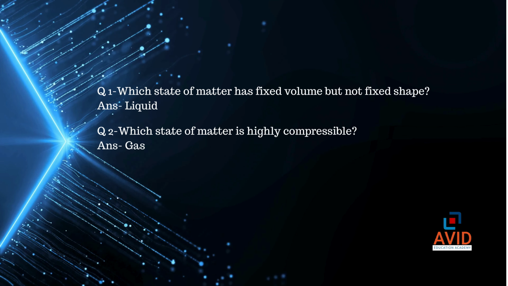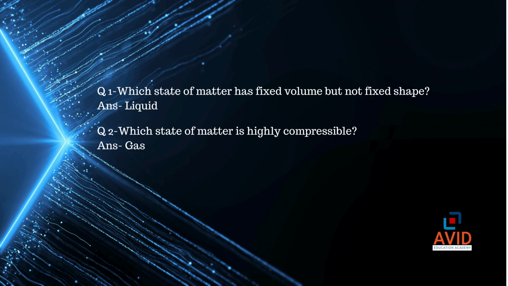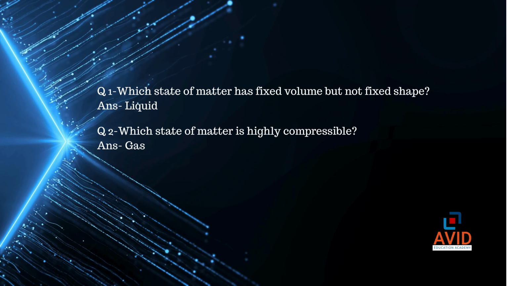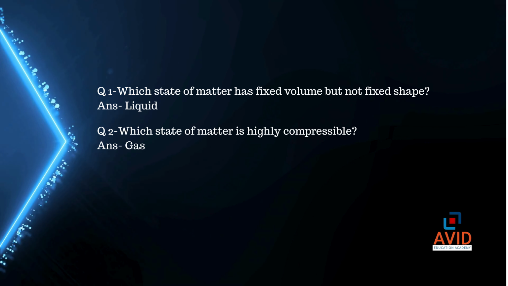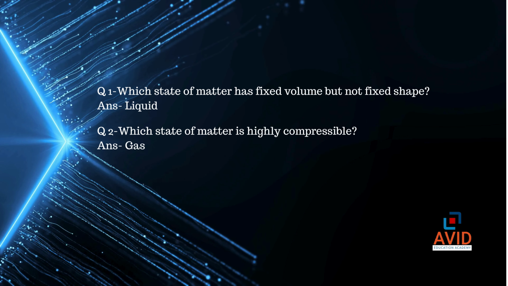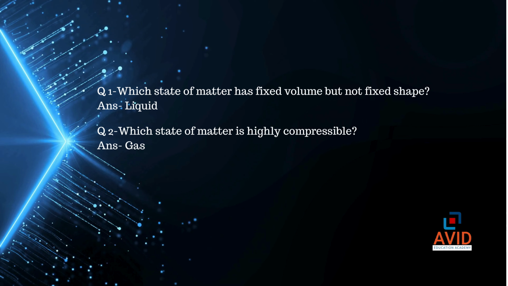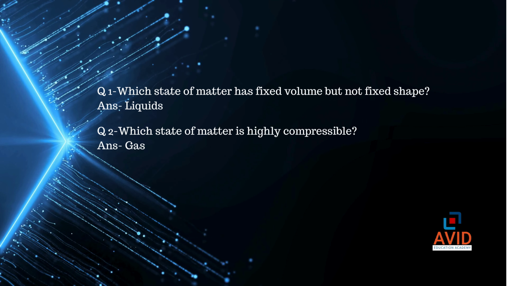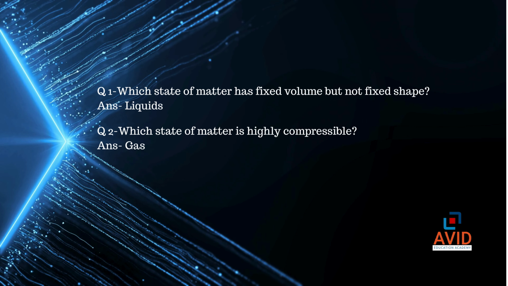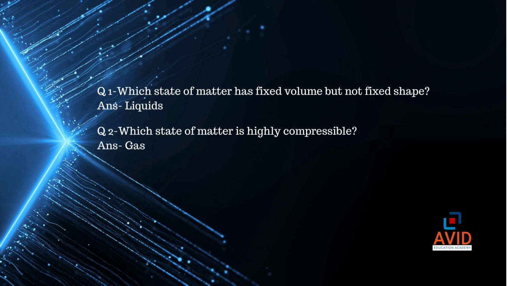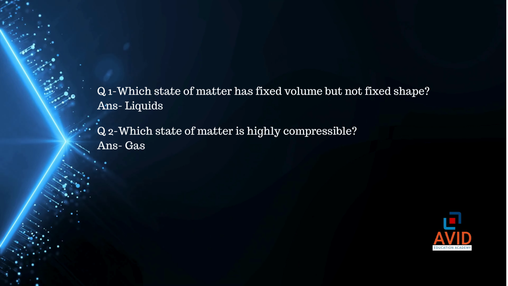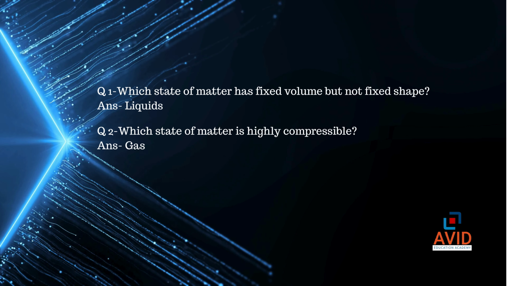Let's do a quick revision. Question 1. Which state of matter has fixed volume but not fixed shape? Answer: liquid. Question 2. Which state of matter is highly compressible? Answer: gas. That's all for today's class on what is matter and its states.